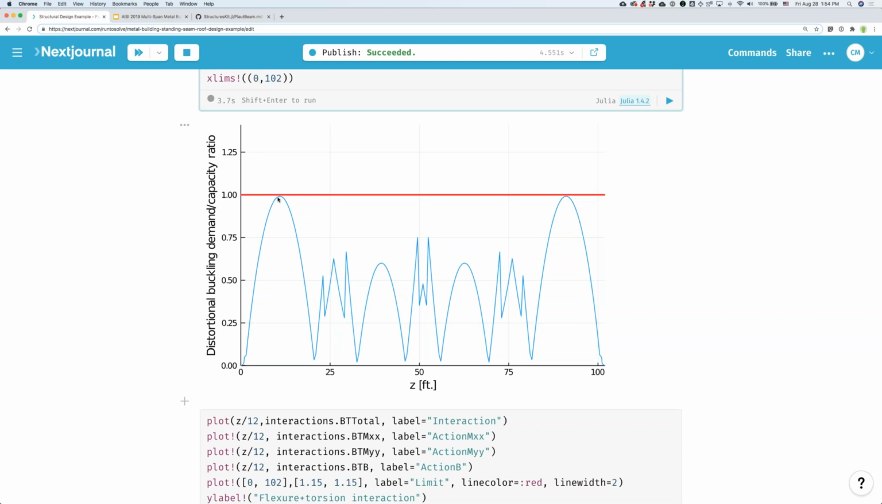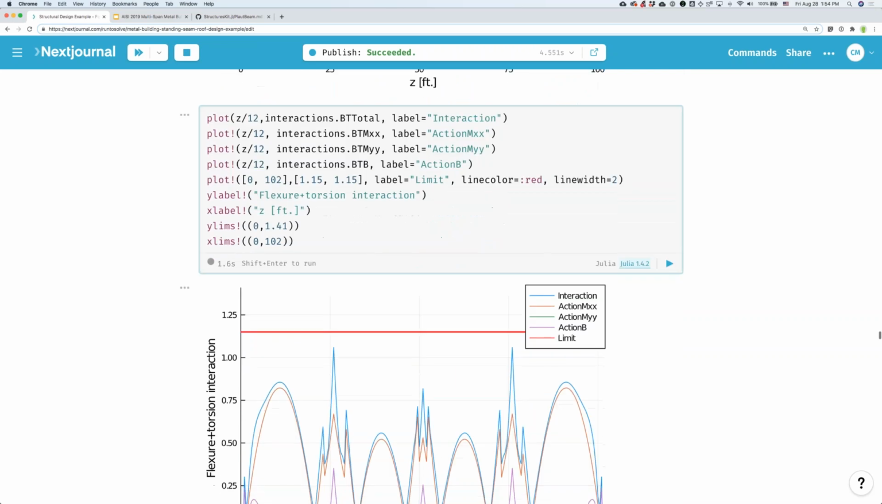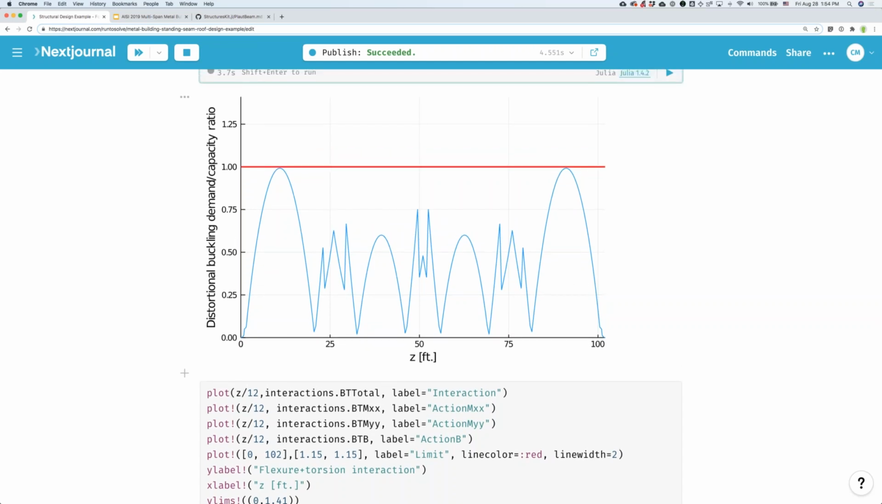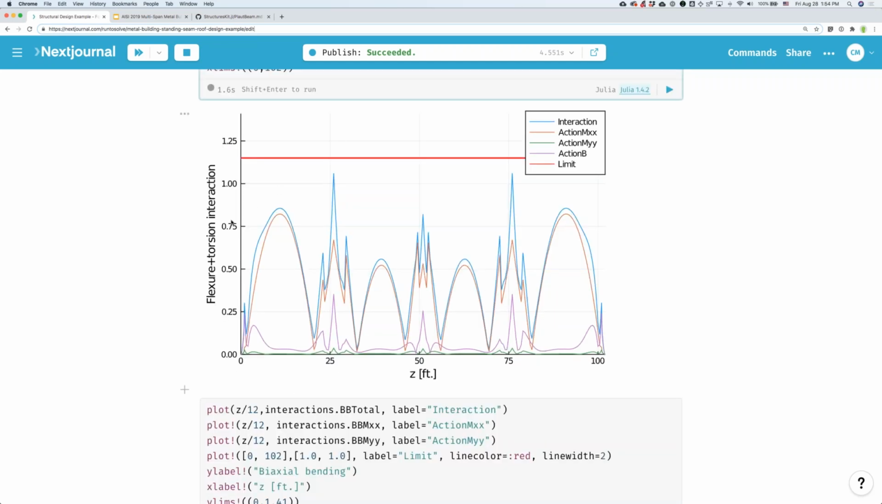One way of potentially improving the capacity, and I wrote that down below here, would be to decrease the clip spacing, to force the distortional buckling half wave to form in a shorter space. But in this case, for these Purlins, the distortional buckling half wave is less than 24 inches, and so it can form, and this is what causes the failure under gravity. And you can see here there's flexure torsion interaction, and you can see these peaks: the Purlin is working very hard over the supports because of the torsion and the bending.